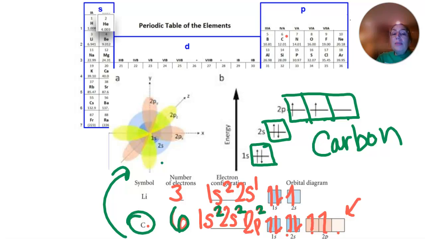What does that really mean is happening with the electrons, and how do we translate these boxes to the shape that we were learning about in the quantum mechanical model? Well, what this really means for carbon is that there's this inner sphere, the 1s, that's going to have 2 electrons in it. Then there is the next concentric sphere, the next 2s.